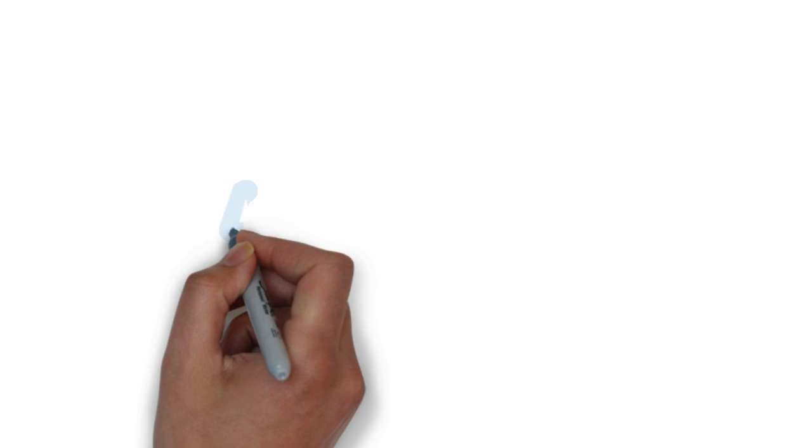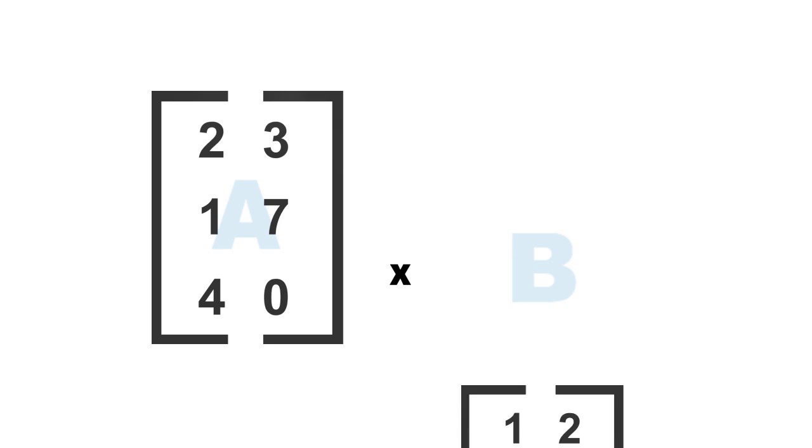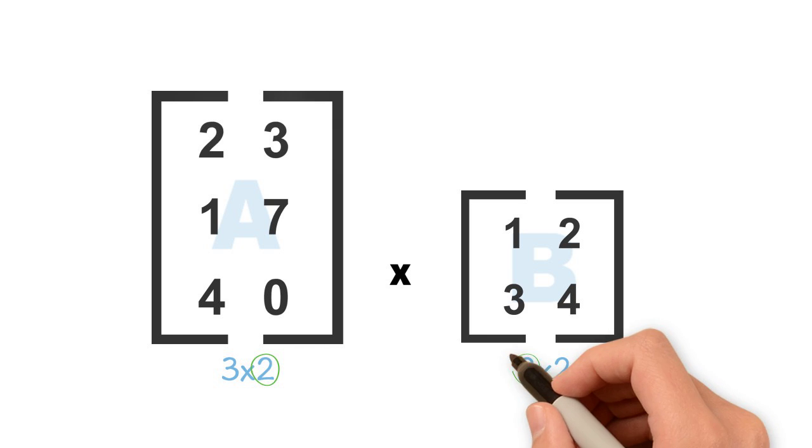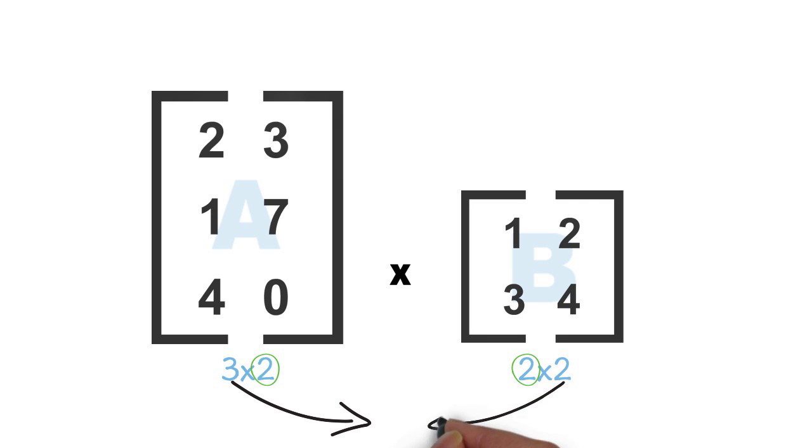Okay, now let's talk about how you actually do it. Let's say that A is the matrix 2, 3, 1, 7, 4, 0. And let's say that B is the matrix 1, 2, 3, 4. Now, the first thing you've got to check is that we're allowed to multiply these, and indeed we can, because A is 3 by 2, B is 2 by 2, and the inside dimensions match up. The outside dimensions are going to be 3 by 2, and so that's going to be the dimensions of our answer.